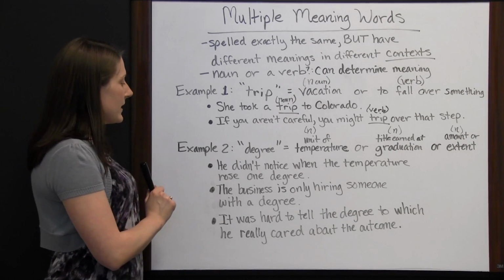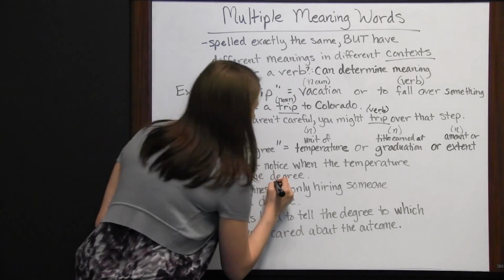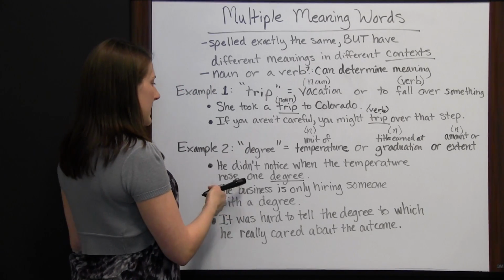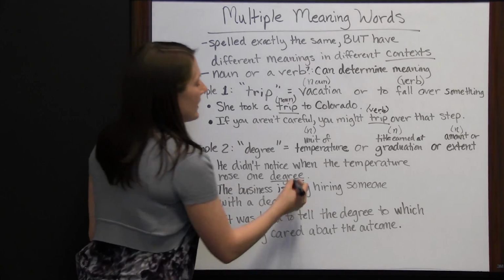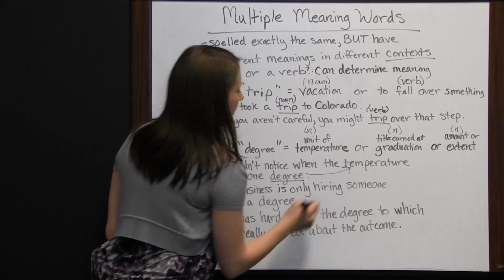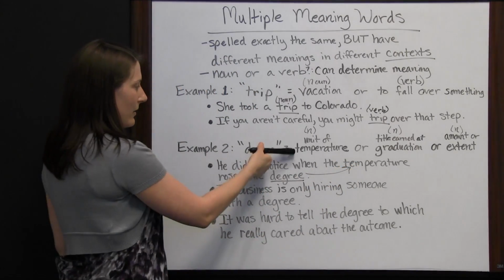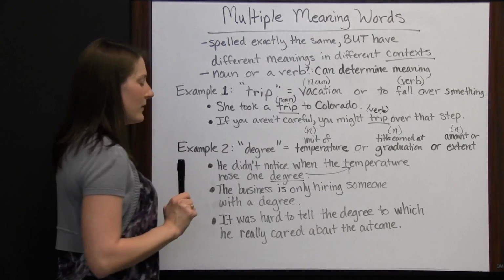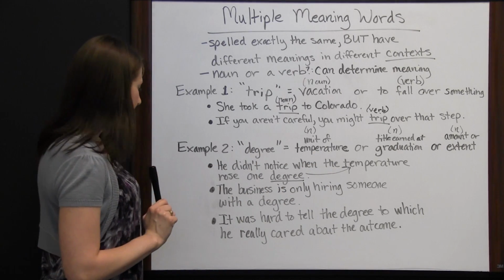He didn't notice when the temperature rose 1 degree. Okay, and this one, he didn't notice when the temperature rose 1 degree. You can look at temperature to know that this one is talking about a unit of temperature. So you're using your context clues to figure out the meaning of this word.